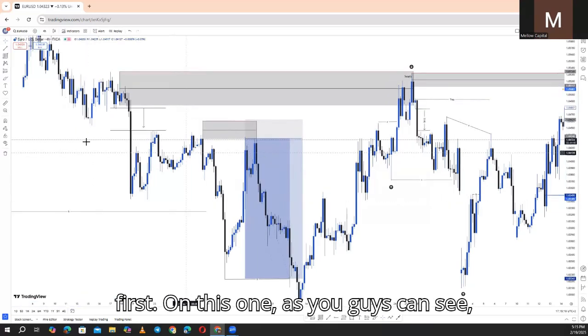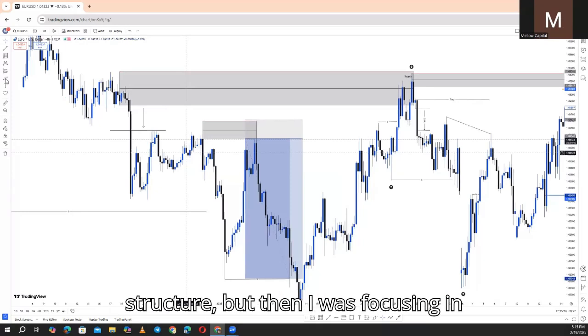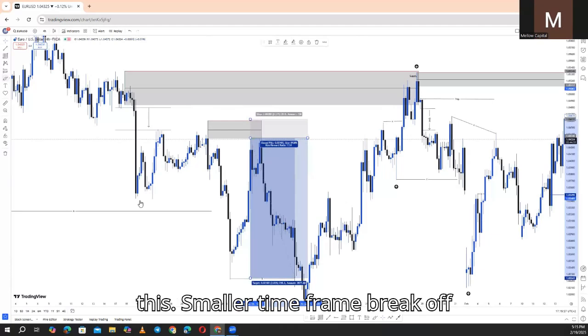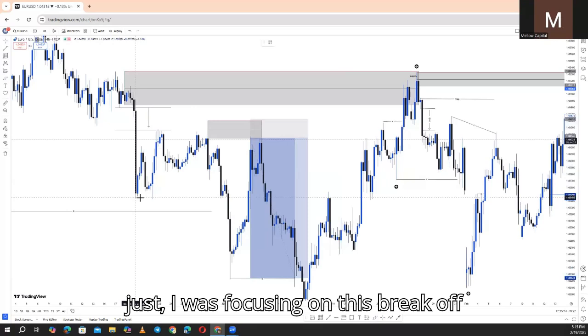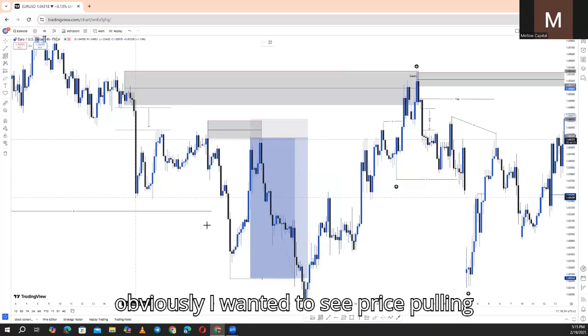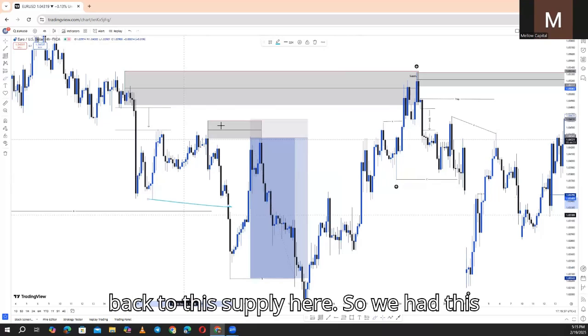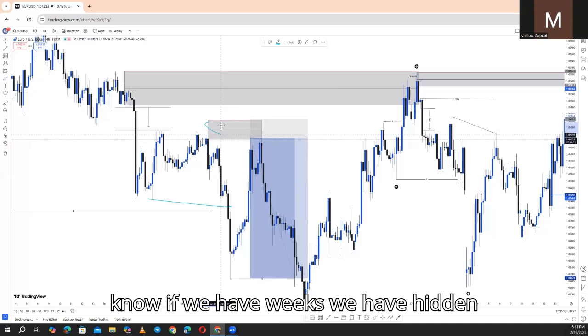On this one, as you guys can see, price was pushing to the downside. We have a bigger time frame break of structure, but I was focusing on this smaller time frame break of structure, which is this one here. And then obviously I wanted to see price pulling back to this supply here. So we had this hidden supply, as you guys can see, if we have wicks, we have hidden supplies, right?